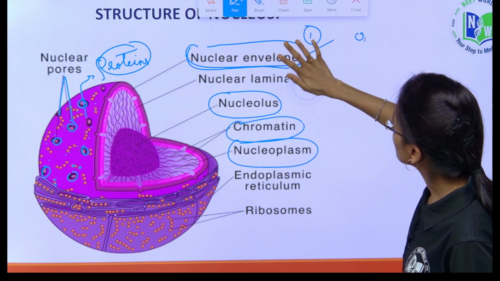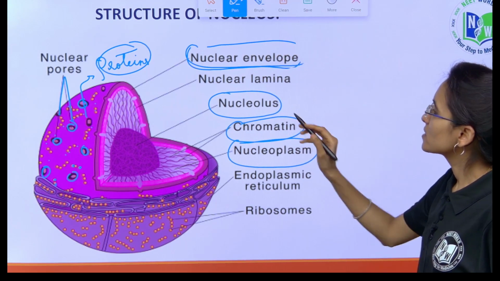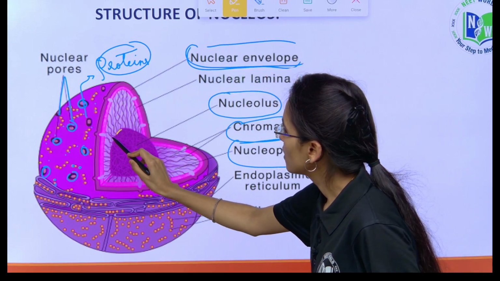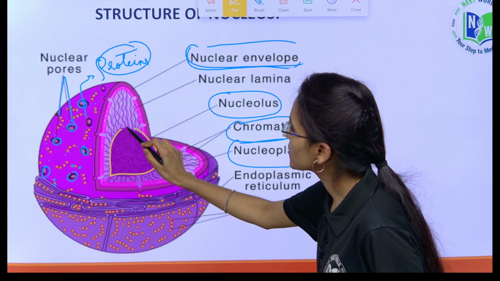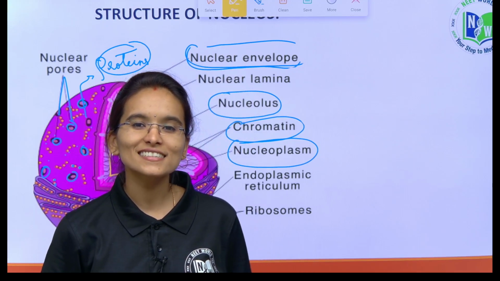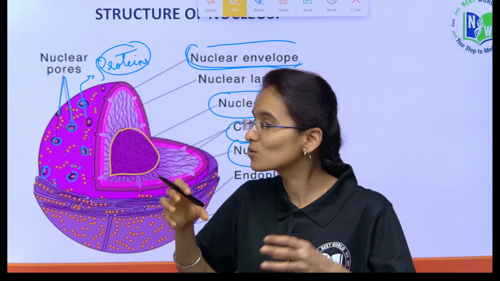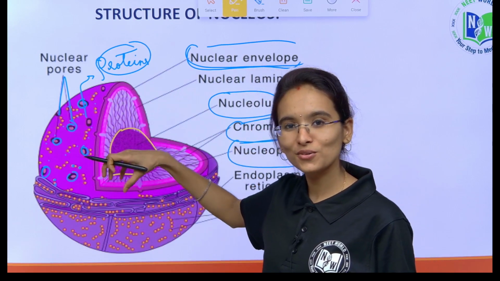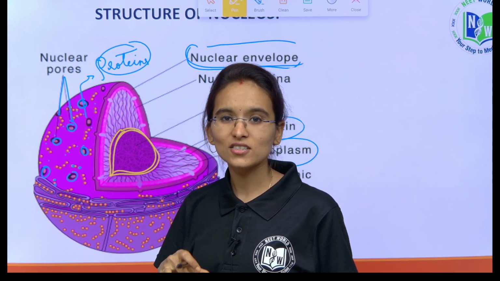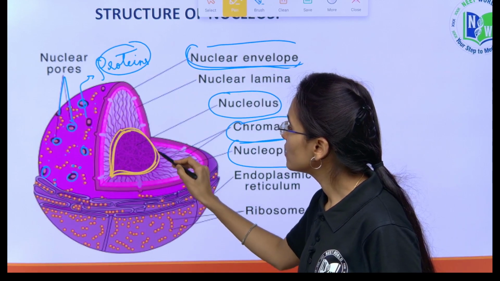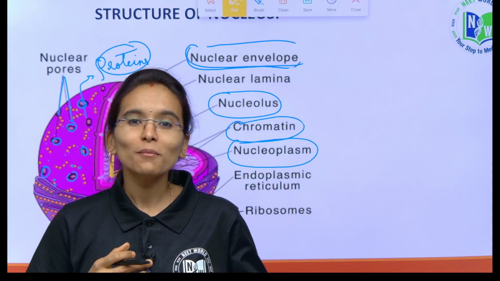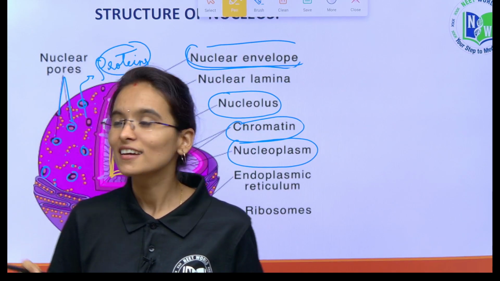Okay children, next coming towards the nucleolus. See here, can you see this spherical shaped body? Yes, the spherical shaped body which is present inside the nucleus is called the nucleolus. The nucleolus is a non-membrane bound structure present inside the nucleus, and it is a stained structure, children. It is going to appear as a colored structure. Okay, this is actually a nucleolus.